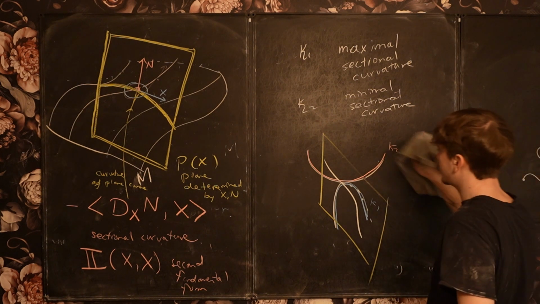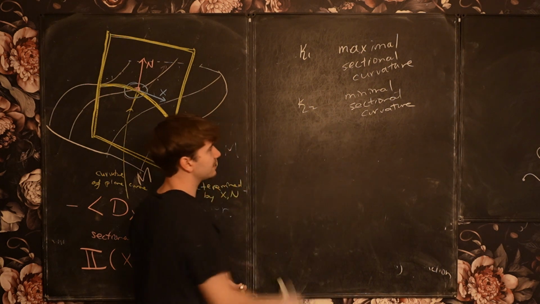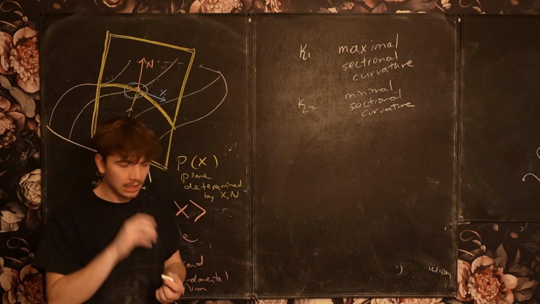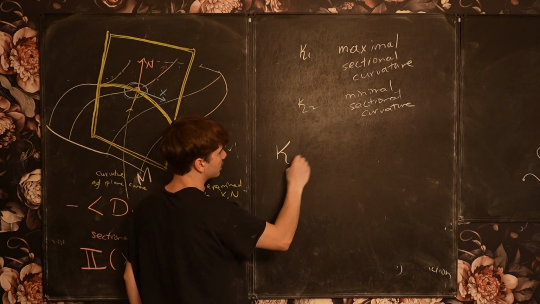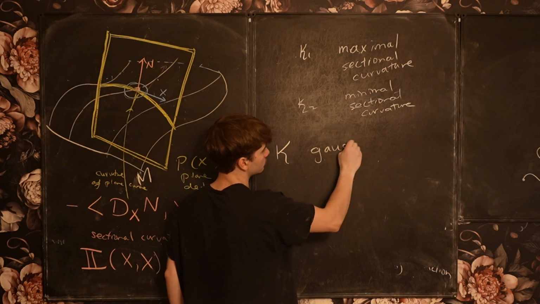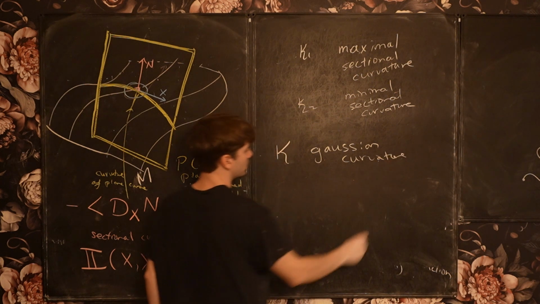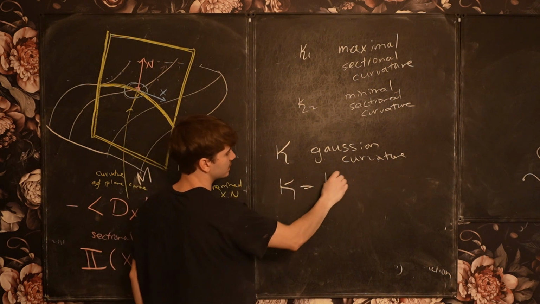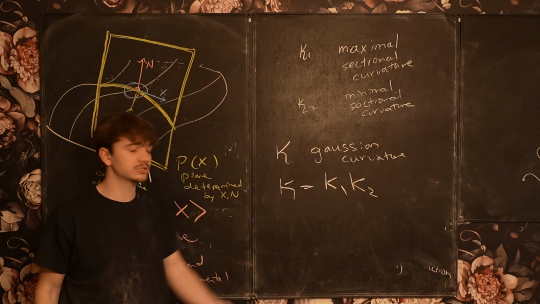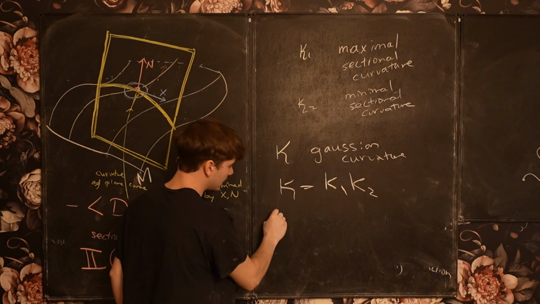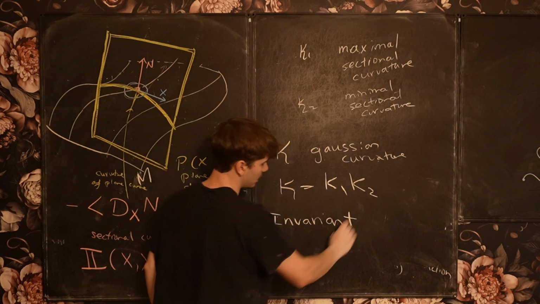And the interesting thing is that these quantities are dependent on the embedding of the surface, but if I look at the Gaussian curvature, which is defined as the product K1 K2, the product of the maximal and minimal sectional curvatures, this is invariant under isometry.